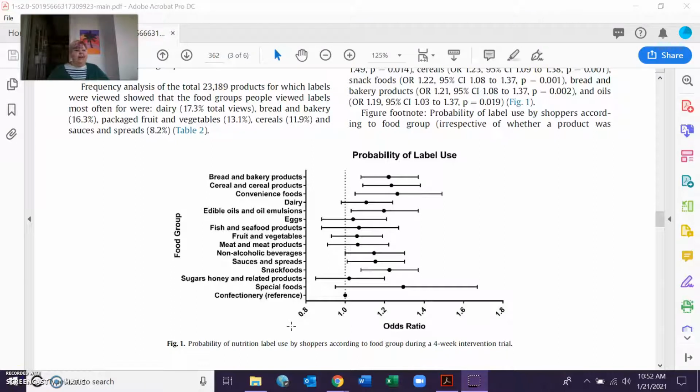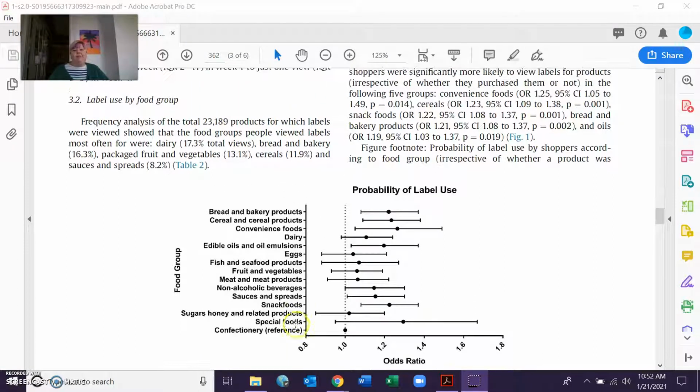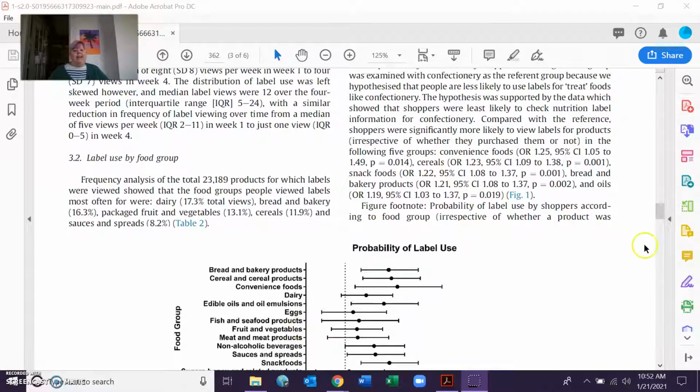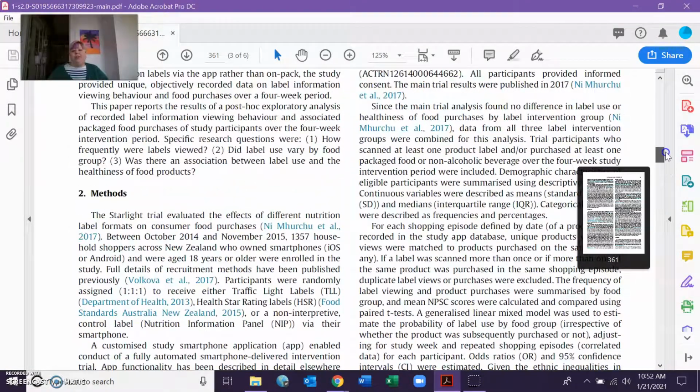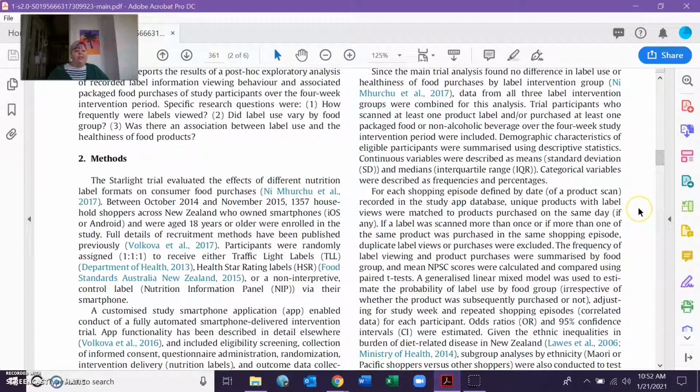And then finally, after going through the figures and tables, that's when I'm going to go back and dig into the methods and the results. And things to look at when you're looking at the methods is the sample size they used. In this case, they had 1,357 household shoppers across New Zealand who owned smartphones and were 18 and older.